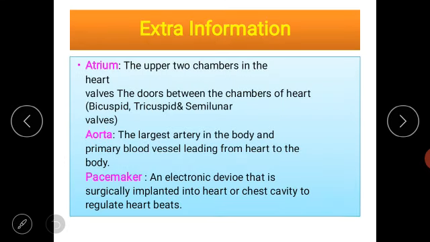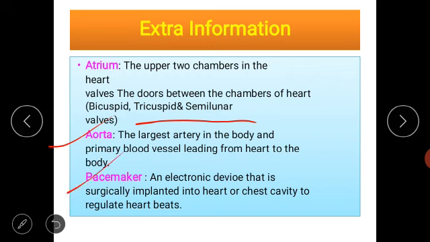Next point that I want to tell you is all extra information about this topic, means the terms which are used in the topic, they have certain meanings that I have given over here. Atrium, the upper two chambers in the heart. Valves, the doors between the chambers of heart are all valves. Bicuspid valve, tricuspid valve, and semilunar valves. Next is aorta, the largest artery in the body and primary blood vessel leading from heart to the body.